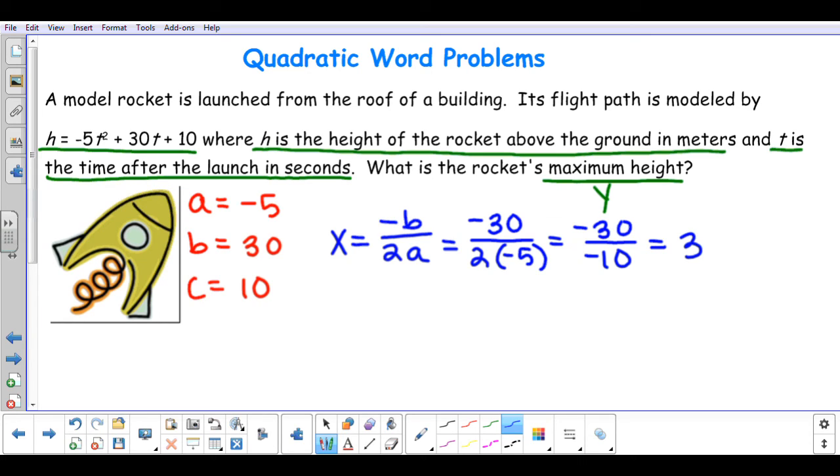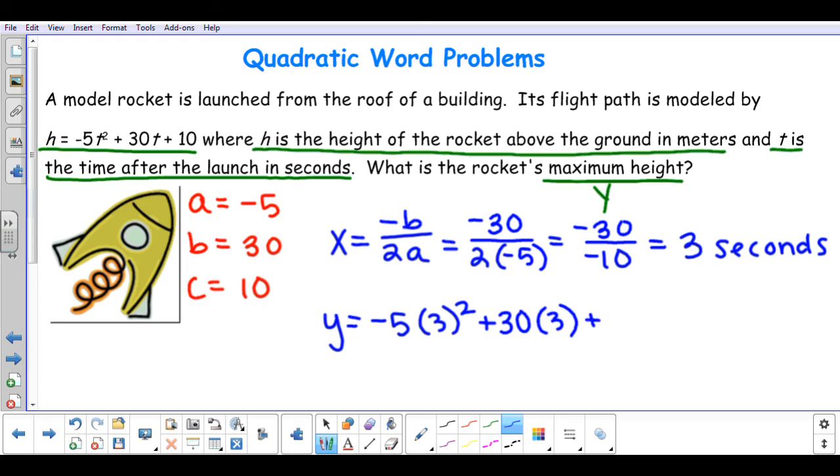So what that would really mean in this problem is that it's going to take 3 seconds to get to its maximum height. So I'm going to use that 3 seconds to figure out at what height it is. So I'm going to plug into the equation like we were doing. So I'm going to have y equals -5 times 3 squared plus 30 times 3 plus 10. So I can take that whole equation and plug it into my calculator to figure out how high my rocket got. So my y-coordinate would be 55. So that means my rocket got to be 55 meters high.